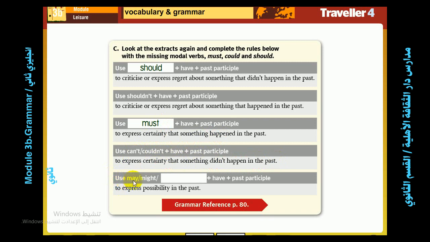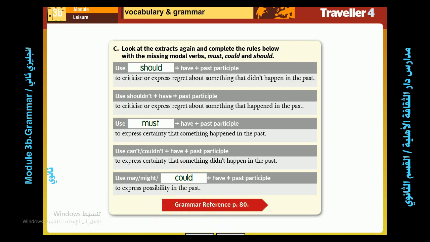Use may, might, and could plus have plus past participle to express possibility in the past. But could is different in some way from may and might. Why? Because could means that this thing didn't happen, but it could happen. It was possible to happen. Okay?